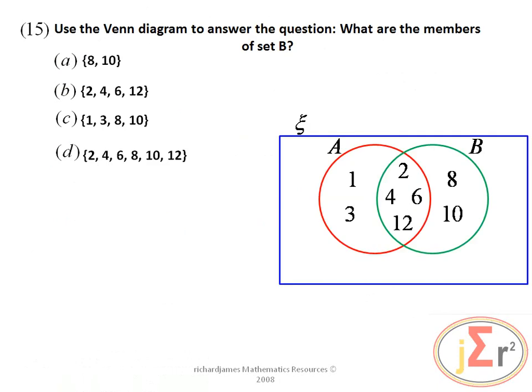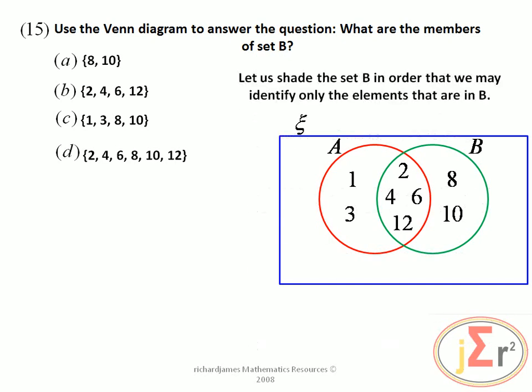Use the Venn diagram to answer the question. What are the members of set B? What is the other name that we use for our members of a set, Jerry? Very good. Elements. We may say, what are the elements of set B? So let us shade the set B in order that we may identify only the elements that are in B. Of course, Jerry, we know that you could identify them without us shading them.